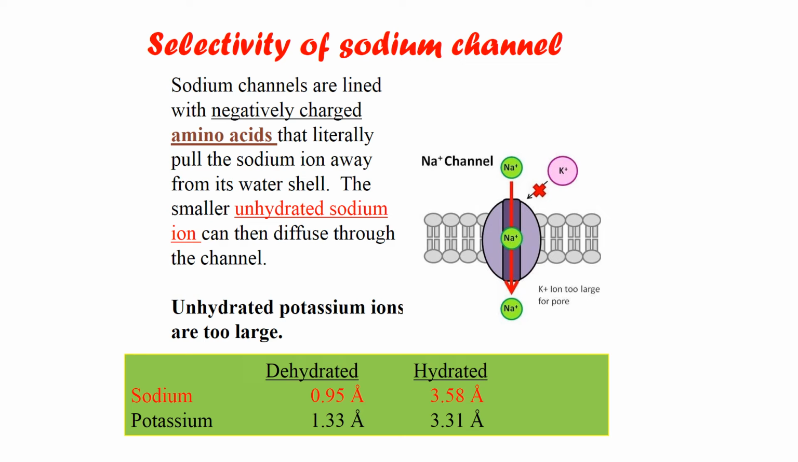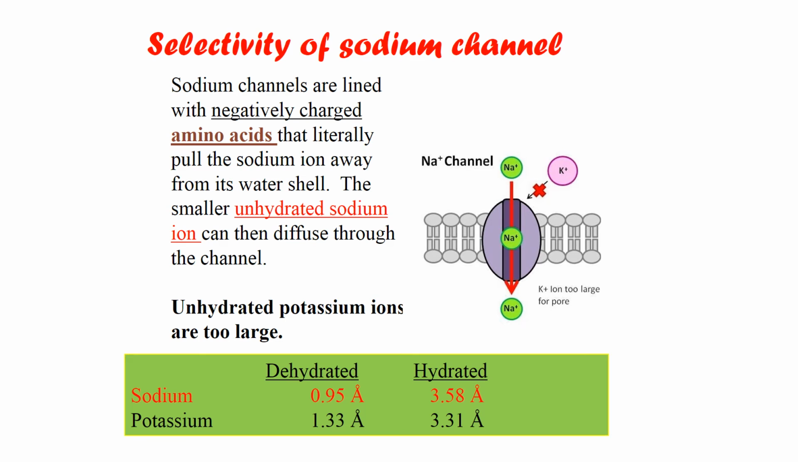So, selectivity of the sodium channel. The sodium channels are lined by negatively charged amino acids. That means it can only allow a positive ion to enter the channel. However, these negative charges exert a strong force on the sodium ion, literally causing the water shell to be shed off. So the unhydrated sodium ion can then diffuse into the cell interior.